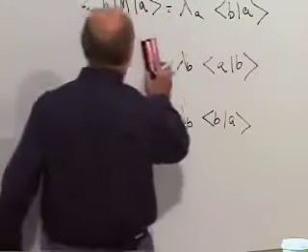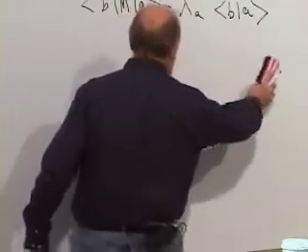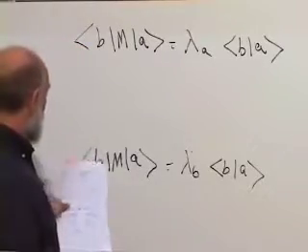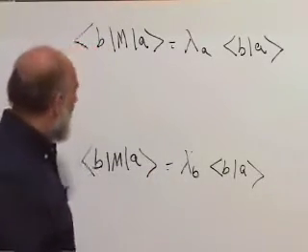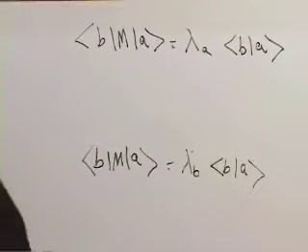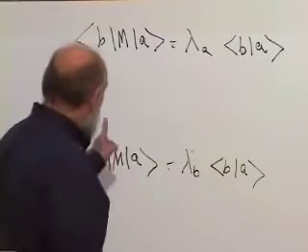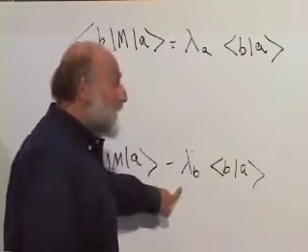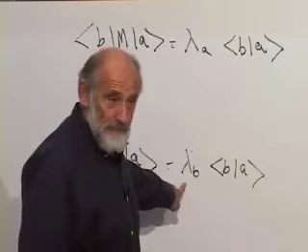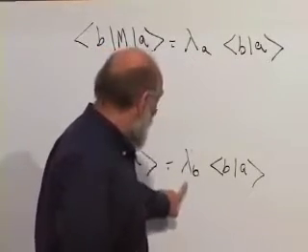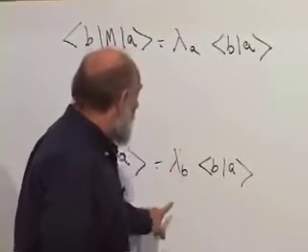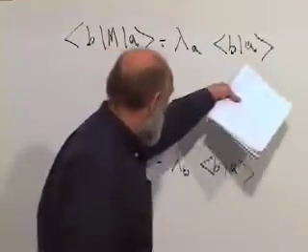Now I have two equations. Let's get rid of the middle one here. One of them says BMA equals lambda A times BA. The other one says BMA equals lambda B times BA. There are two possible conclusions. One conclusion is that lambda A equals lambda B. But I told you already, I'm talking about two eigenvalues which are known to be different. So by assumption, lambda A and lambda B are not the same. If they are not the same, there's only one way this can be true, and it's that BA is 0.